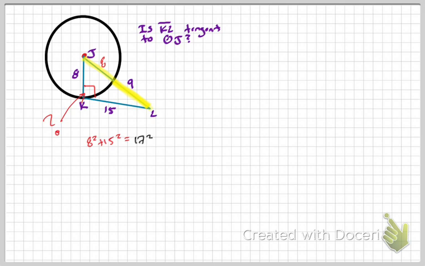So quickly using our calculator, 8 squared is 64, 15 squared is 225, 17 squared is 289, so 225 plus 64, 289 equals 289. The answer is yes. KL is tangent to circle J because it's perpendicular to that radius in green.